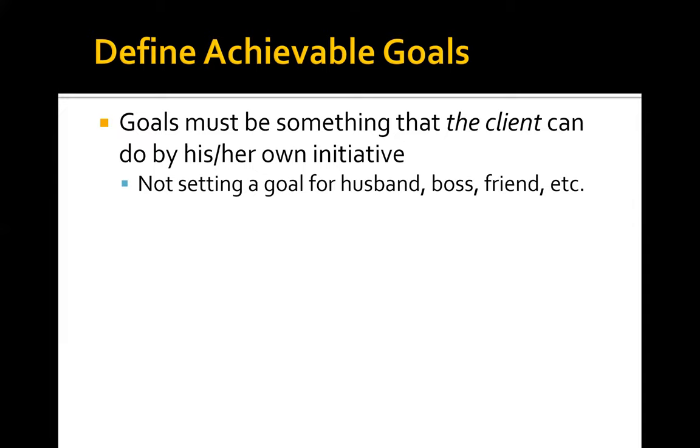Well, I can go home and wash the dishes. That's definitely within my power to do that. But ultimately, whether or not my wife is mad at me, I have a limited amount of control over that. So typically, when we're coming up with treatment goals, we do not endorse or allow treatment goals that are not under the power of the client at their own initiative.